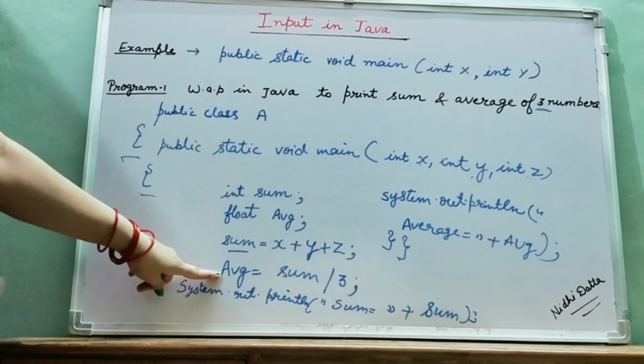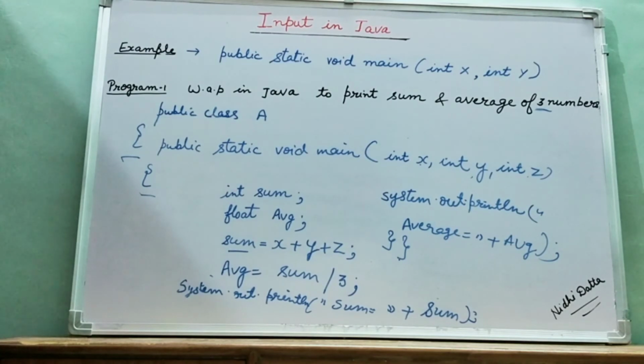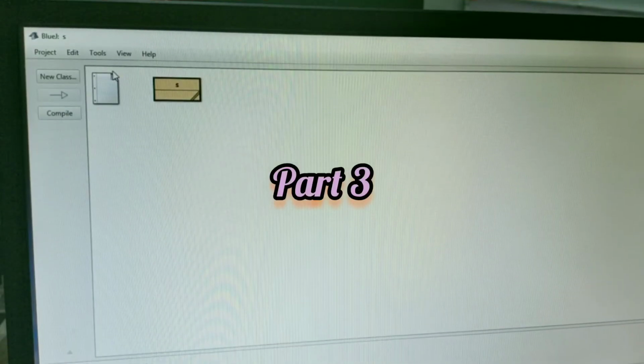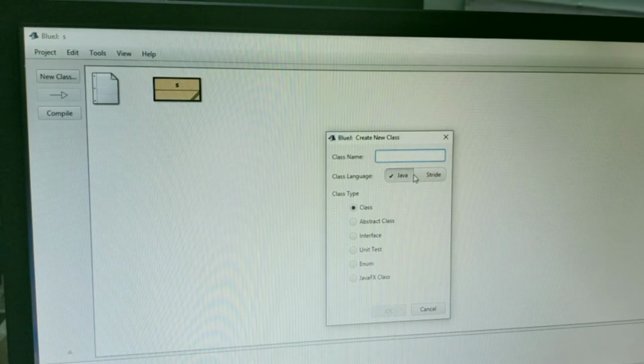Now I'm explaining one more program: how we can get the simple interest and amount by using the function argument. The program is, write a program in Java to find the simple interest and the amount by using a function argument. This is a BlueJ window. First click on the new class option, then give the name for the class. Suppose we are finding simple interest, then you can give the name SI, or any name you like.